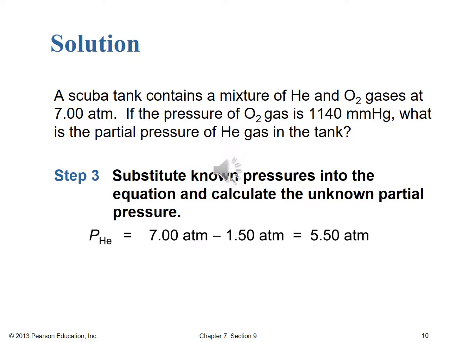Now that we have like units, we can move on to step 3 and substitute in those values to calculate the unknown. In this case, it's the partial pressure that's unknown. Sometimes it's the total pressure that's unknown. But here, the partial pressure due to helium is that total pressure of 7.00 atmospheres minus the 1.50 atmosphere pressure due to oxygen, for a partial pressure due to helium of 5.50 atmospheres.